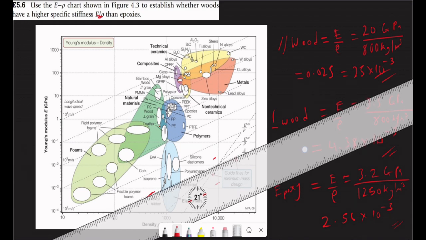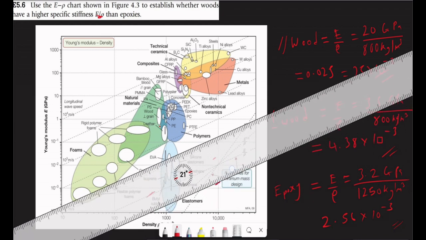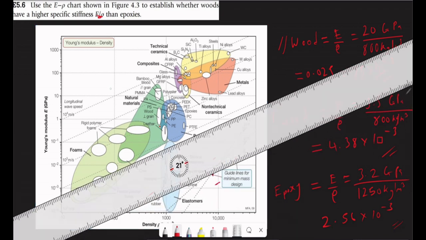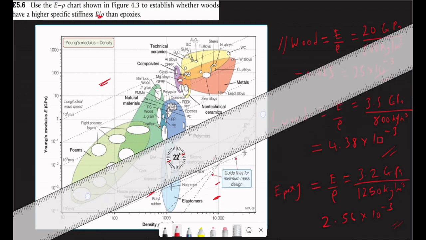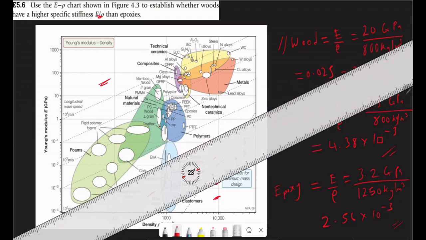Once you have your angle set up, you can now move this line up. As you're moving up, any material here has greater E over P value than any material here. So that's what we're going to do to compare wood and epoxy. Okay, let me just mark out epoxy so you are able to visualize. So this is epoxy, and this is wood. This is perpendicular wood, and this is parallel grain wood.